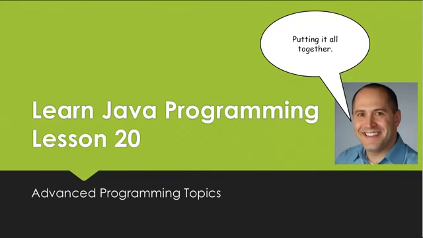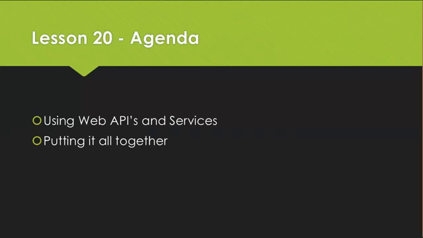Lesson 20 will put everything we've learned so far together into a coherent program. We'll talk about some advanced programming topics, like how you can use a service on the web and then consume that in Java. In essence, we'll be taking all the lessons we've learned so far and assembling them into one project. On the agenda for today, we'll look at using web APIs and services.